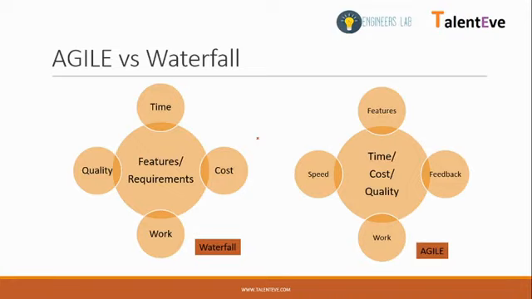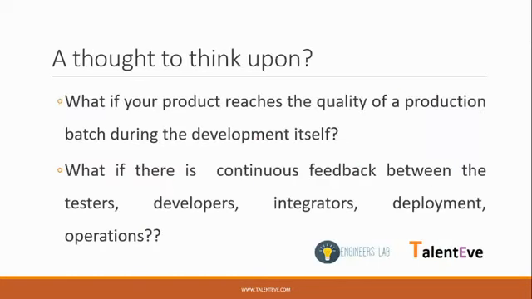So features are a very important aspect of waterfall, whereas when you come to the agile methodology, the time, the cost, and the quality are the primary criteria around which you define your project. One of the major points here is that speed of execution and continuous feedback are the two important things in agile. You can see clearly the difference between them.